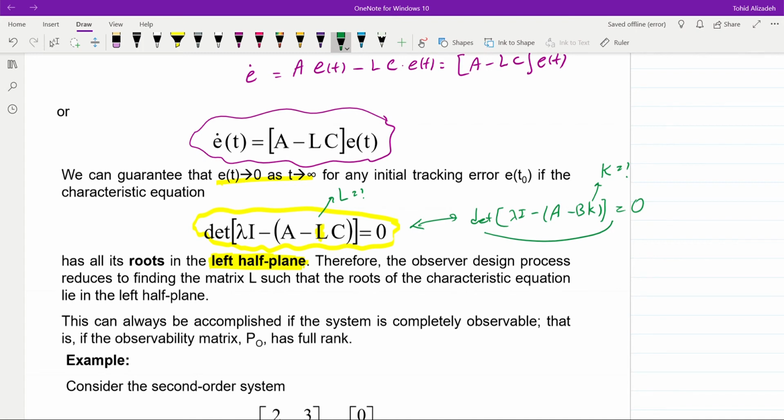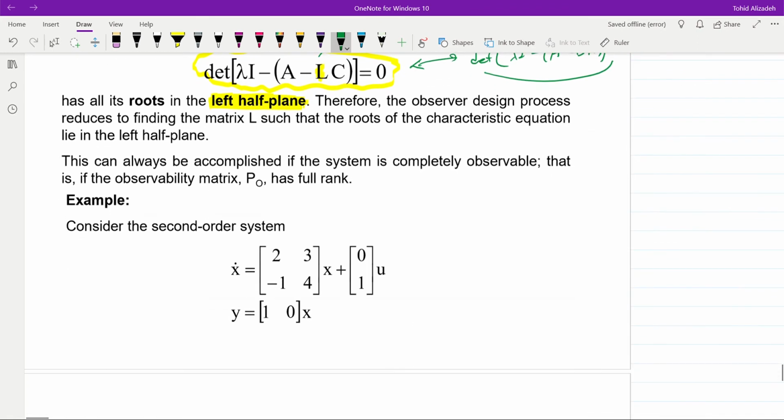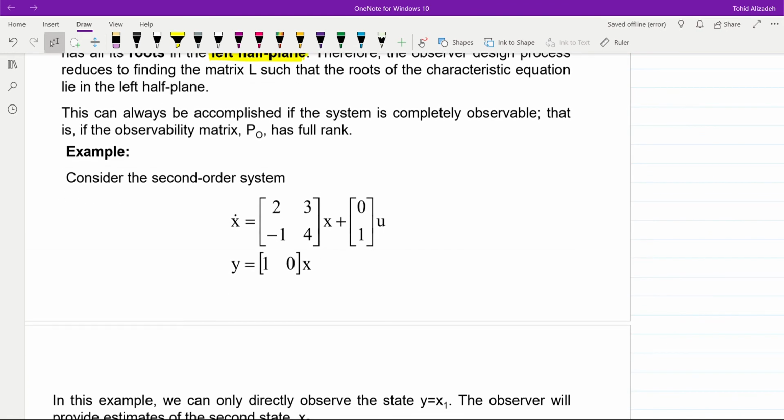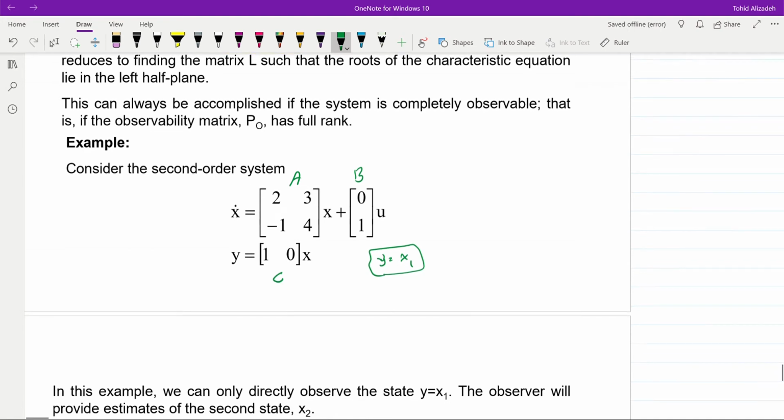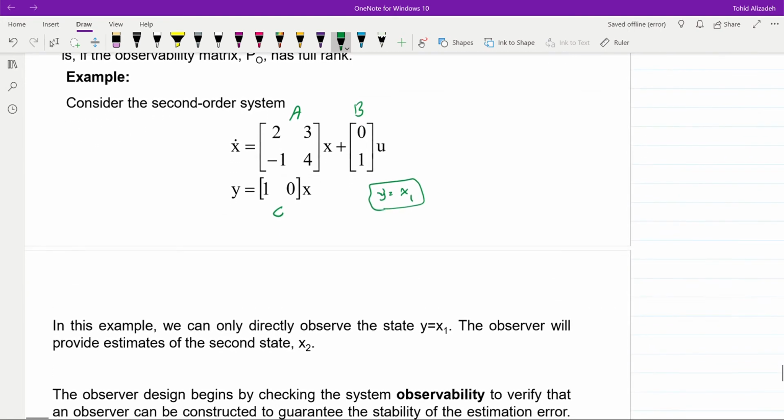Here we have an example. We have a system which is described in this way. x dot is equal to Ax plus Bu and y is equal to Cx. By looking at the output, we can see that y will be equal to x1, and as a result, if we measure the output, we already have the value for the first state, but we don't have direct access to the second state, or x2. So we are going to design an observer in order to find out the value for x2 as well.